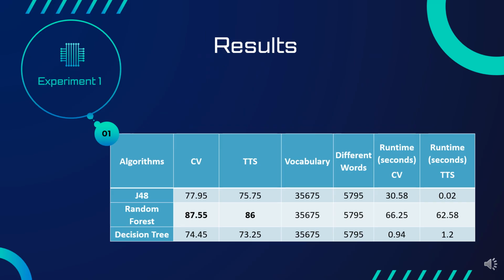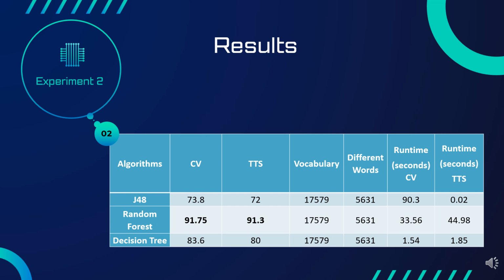As results of experiment 1, we have that the random forest learning method was the one that obtained the best results. In the case of this experiment, there was a vocabulary of 35,675 words, of which 5,795 were different. We also show the execution time of each of the learning methods used within each of the classification scenarios. For experiment 2, the random forest algorithm was also the one that obtained the best results.